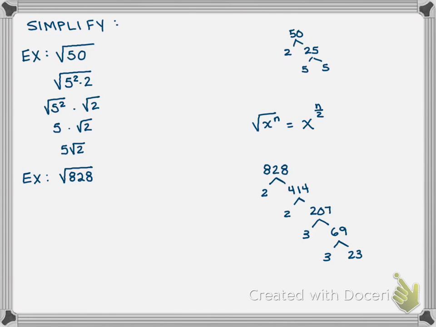Do we have a calculator out? Can somebody just punch in 23 times 3 times 3 times 2 times 2, just to make sure I didn't mess that up at all? I think that's all true. Okay.